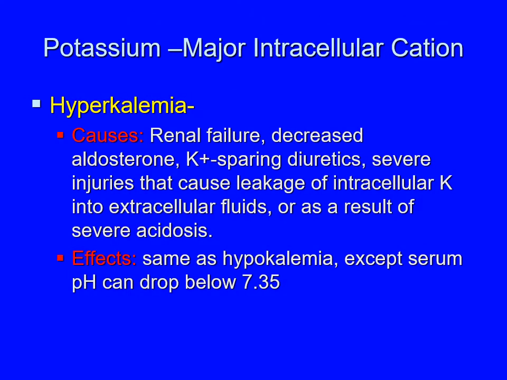Hyperkalemia, so too much potassium outside the cells. Usually renal failure. You can't balance sodium very well. Decreased aldosterone, potassium-sparing diuretics, severe injuries that cause leakage of intracellular potassium into extracellular fluids, or as a result of severe acidosis. Now, what can happen here is you wind up hypopolarizing the membrane, and you can end up causing heart problems as well. Hyperkalemia and hypokalemia have dire effects on the heart.